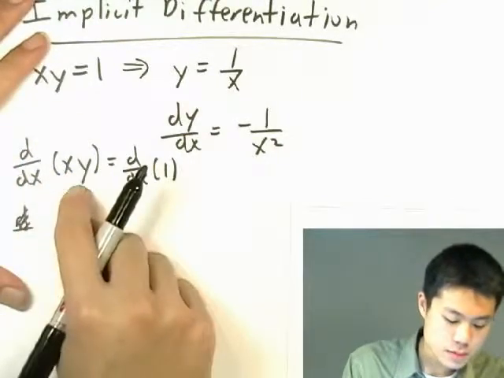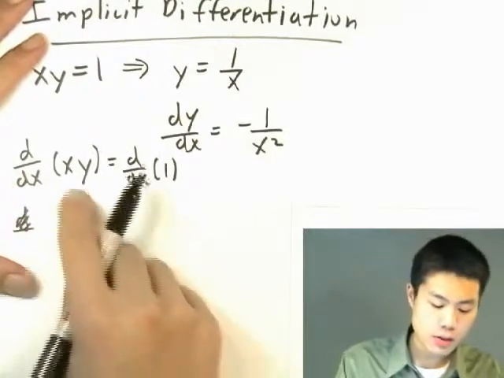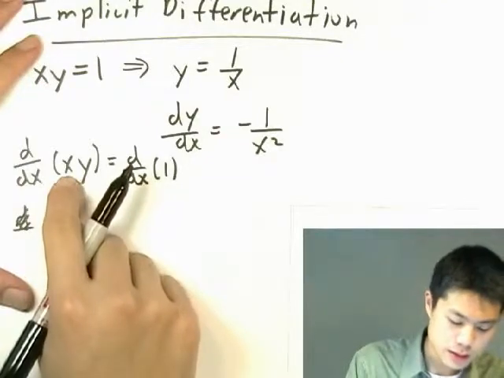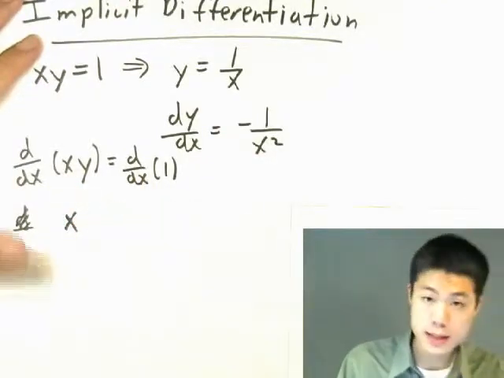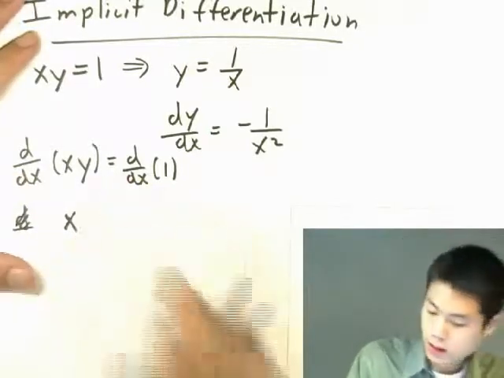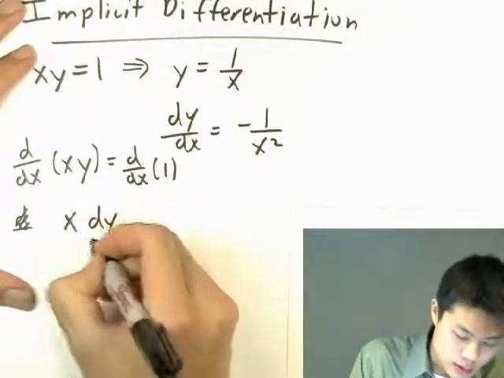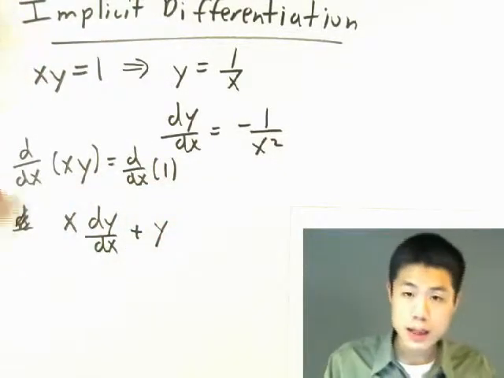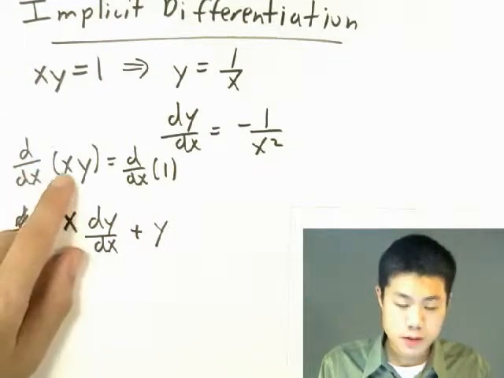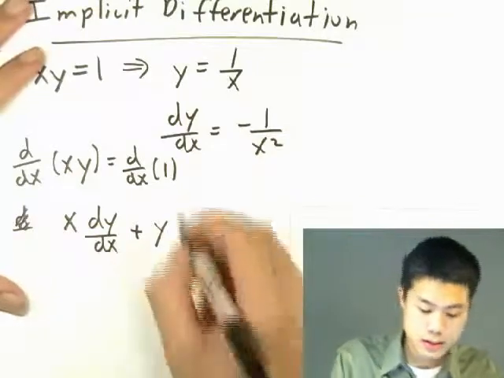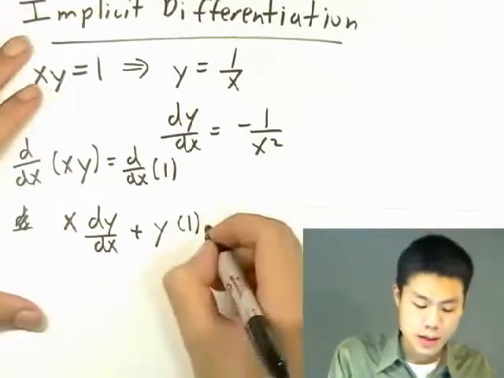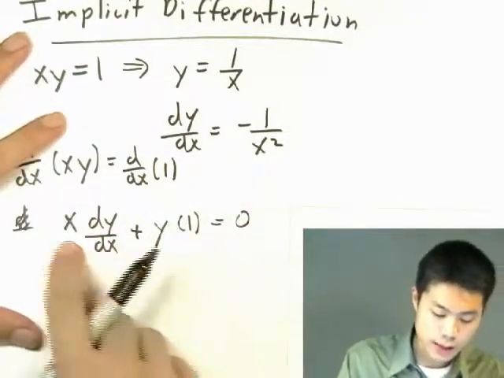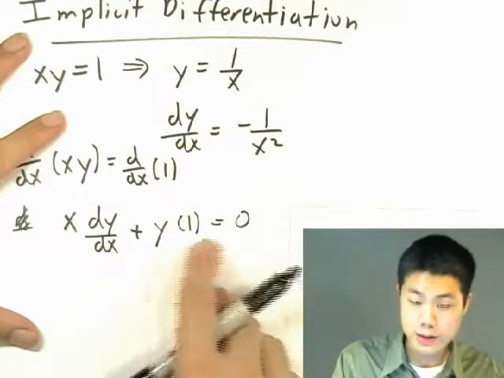But we have to use the product rule. So it's going to be the first times the derivative of the second plus the second times the derivative of the first. So first times the derivative of the second, it's going to be like this, plus the second times the derivative of the first. Well, the derivative of x with respect to x is 1. And then we're taking the derivative of a constant, which is 0. So now we see that we have x times dy over dx plus y equals 0.